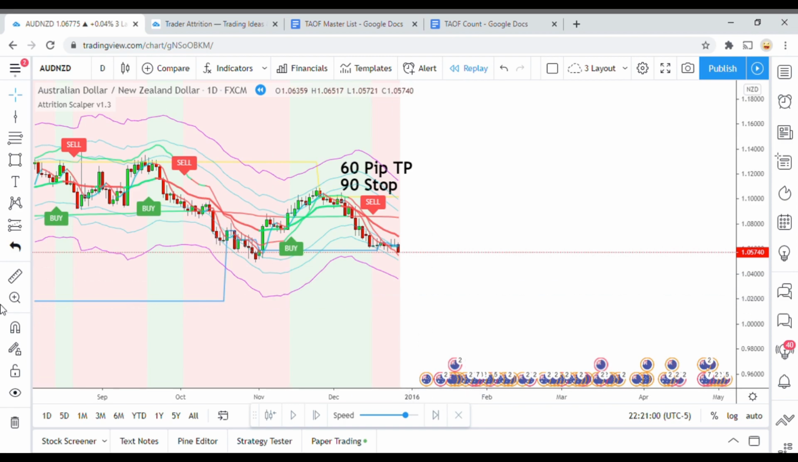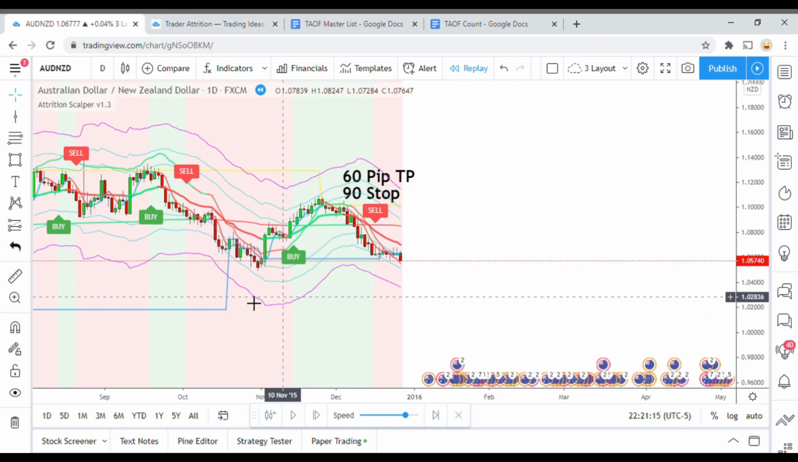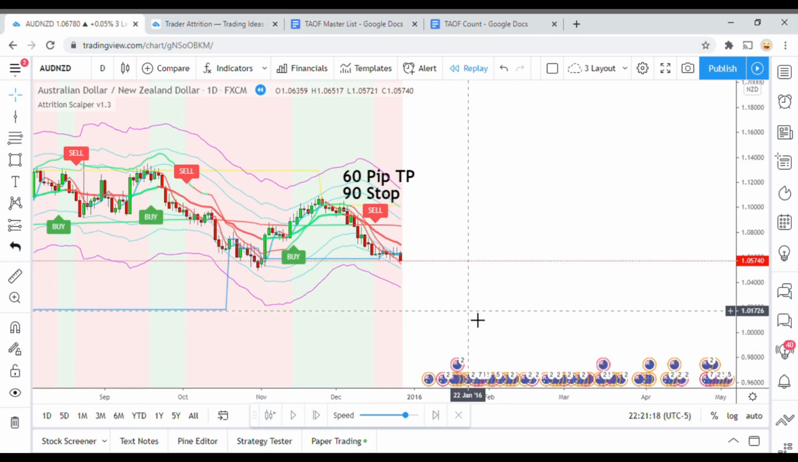Alright, so today's indicator is the Attrition Scalper indicator. It appears that this is version 1, or I guess it's version 1.3. The creator only had this one indicator listed underneath their profile, so I don't see any other versions of this one. Maybe this is just version 1, or maybe they took down the other ones and just published the newest ones. Either way, you can see it here on screen.